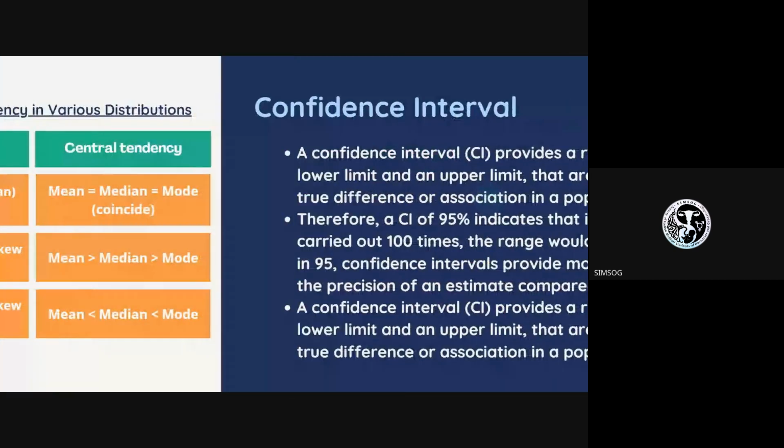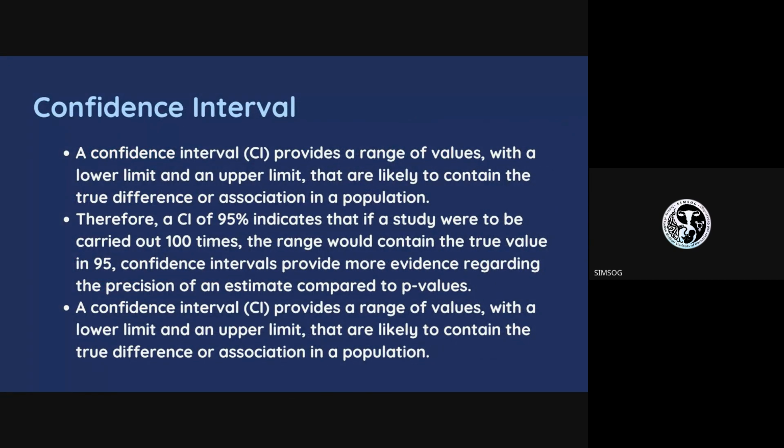So coming back to the topic, a confidence interval provides a range of values, with a lower limit and an upper limit, that are likely to contain the true difference or association in a population. Therefore, a confidence interval of 95% indicates that if a study were carried out 100 times, the range would contain the true value 95% of the times. A confidence interval provides more evidence regarding the precision of an estimate compared to p values, which we'll discuss a while later.